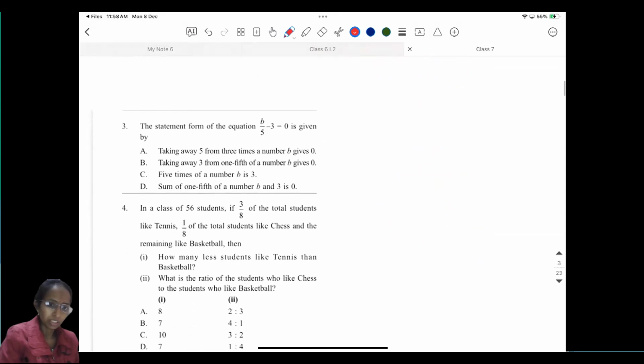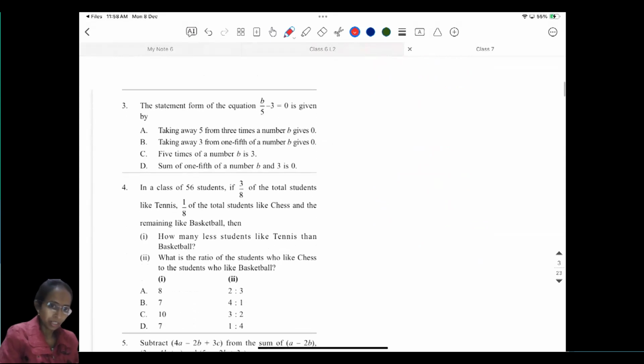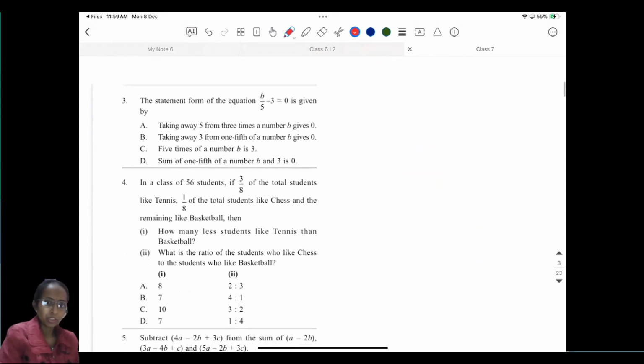Now coming over to the next question, that is the third one. The statement form of the equation b minus 5 by 3 equals 0 is given by taking away 5. No, we are taking away 3. So this is false. Taking away 3 from 1/5 of the number b gives 0. Yes, this statement is correct.